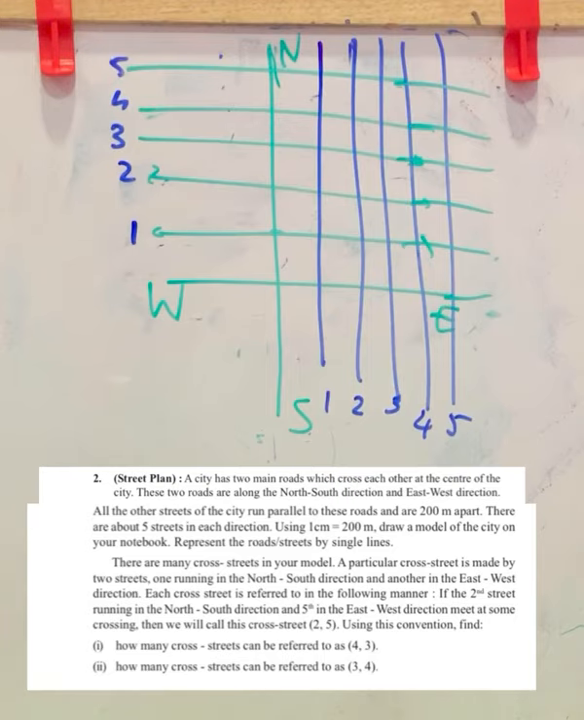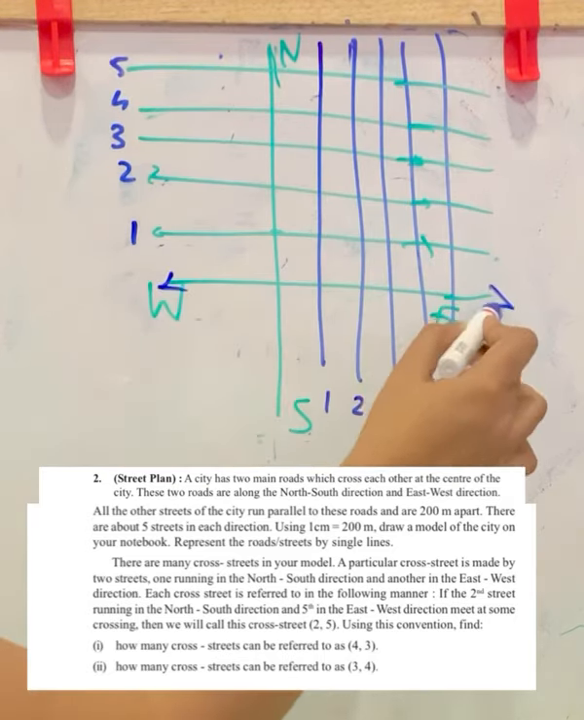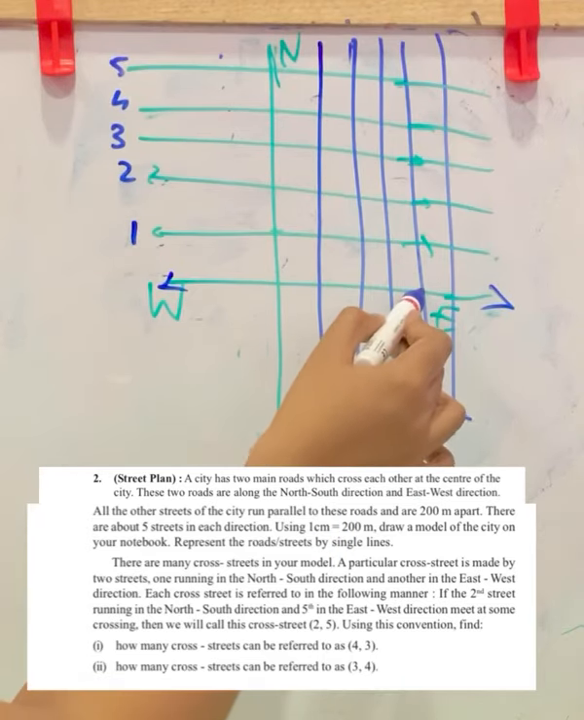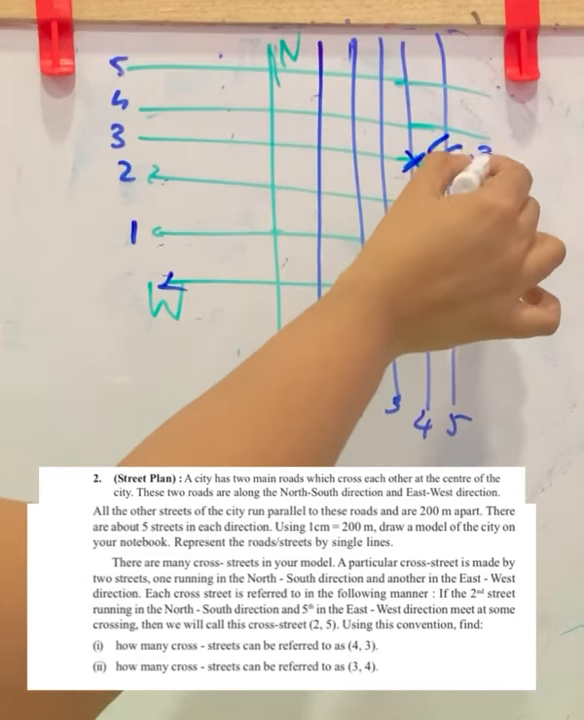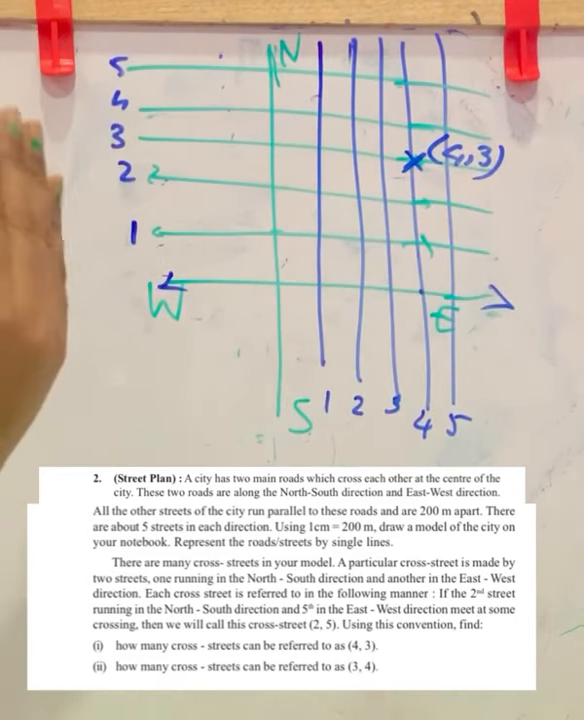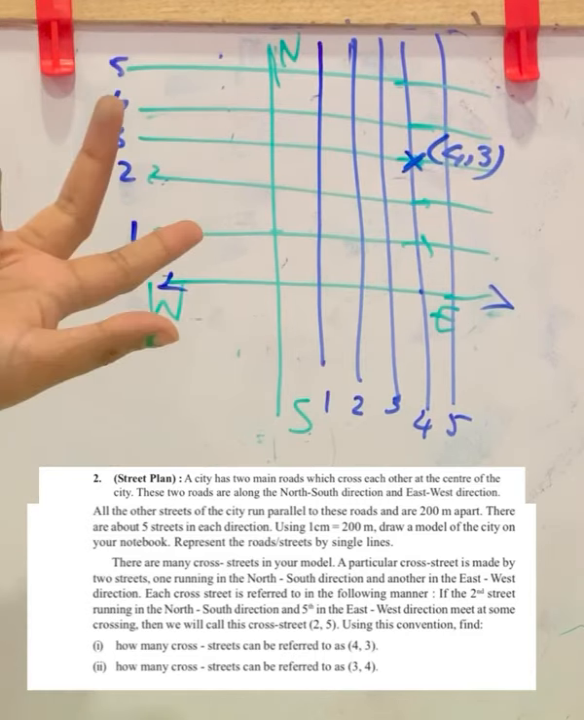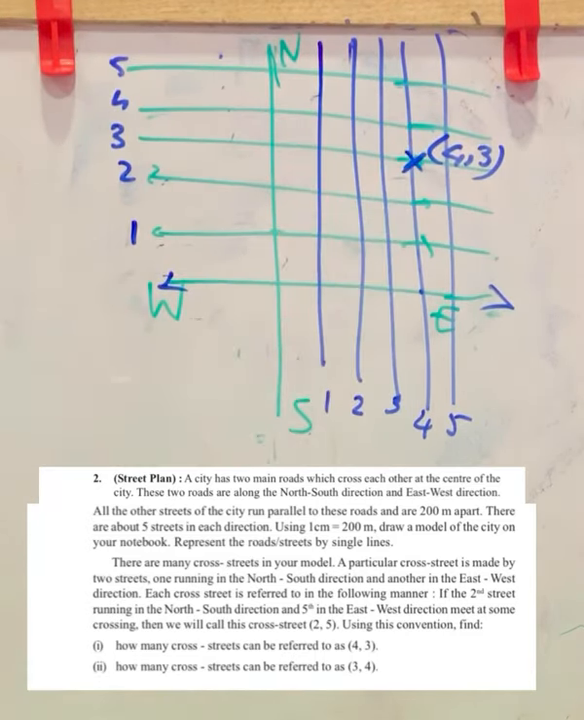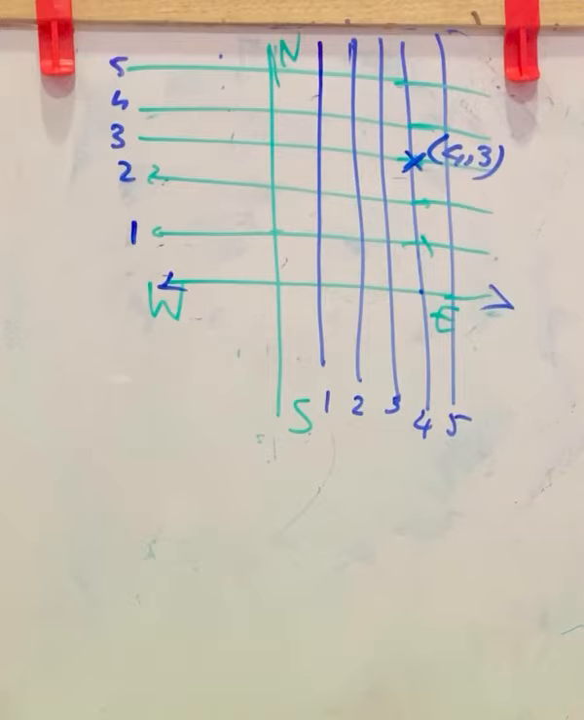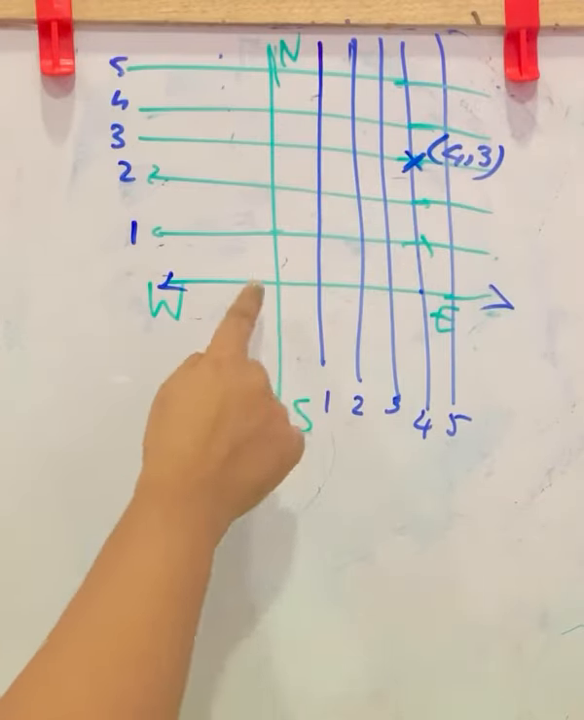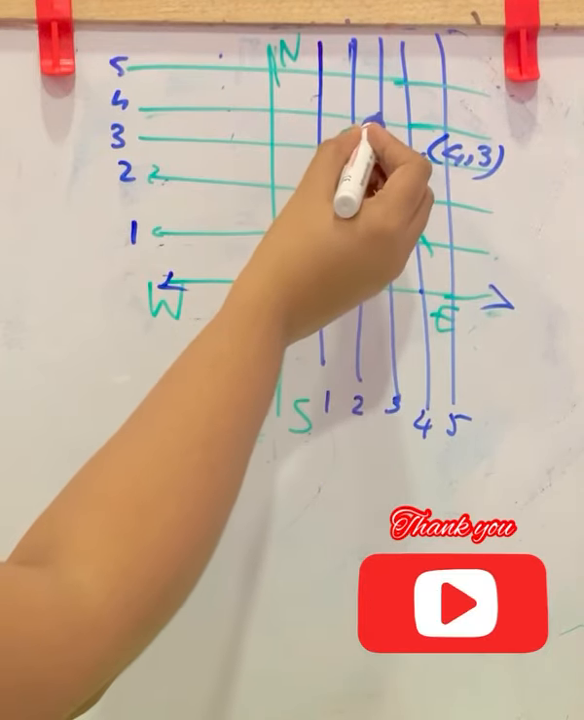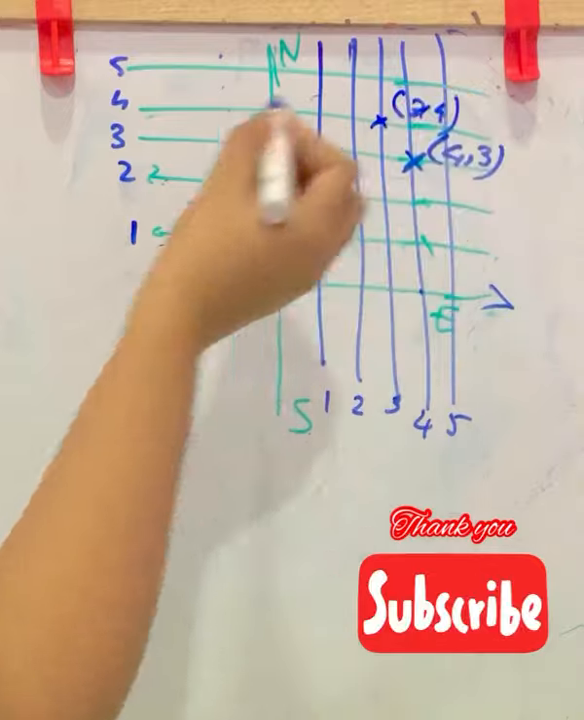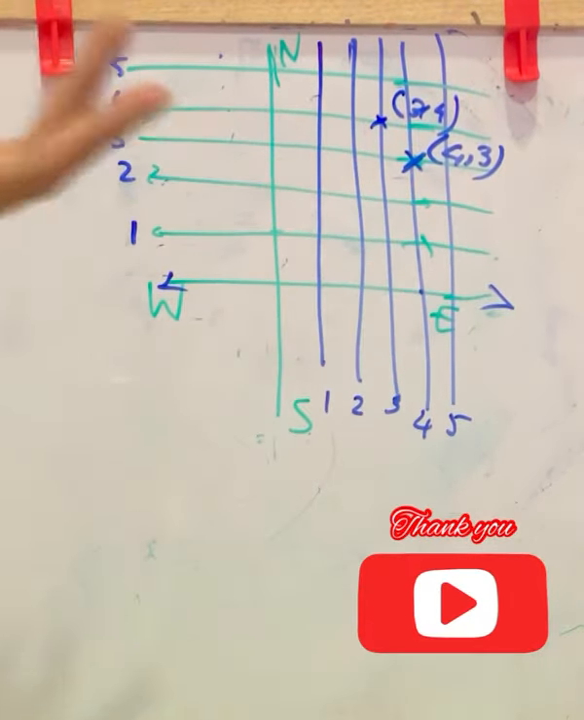4-3, on the x-axis we consider this point. Then the height is 3. Here is 4-3. Can you name any other point as 4-3? No. 4-3 means only this point can be named 4-3. Now how many cross streets can be referred to as 3-4? First you consider the third street. Here this is the third street. Now 3-4 means the height is 4. This is 3-4. So both 4-3 and 3-4 are entirely different.